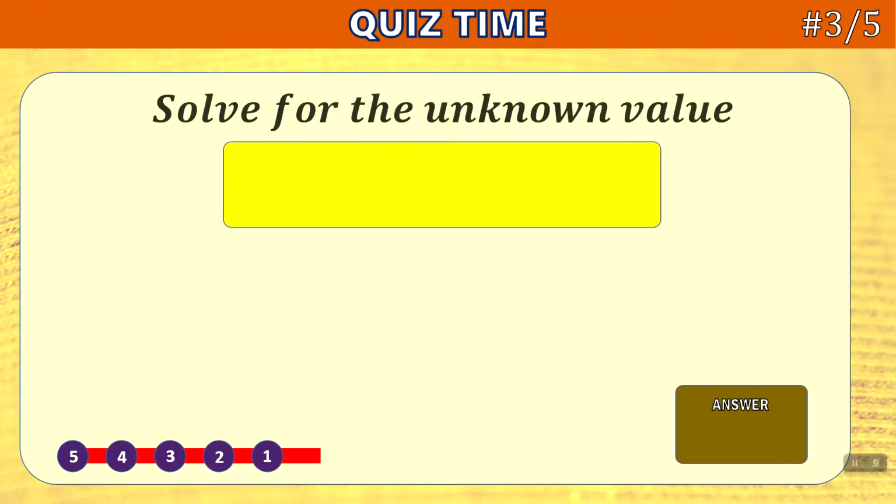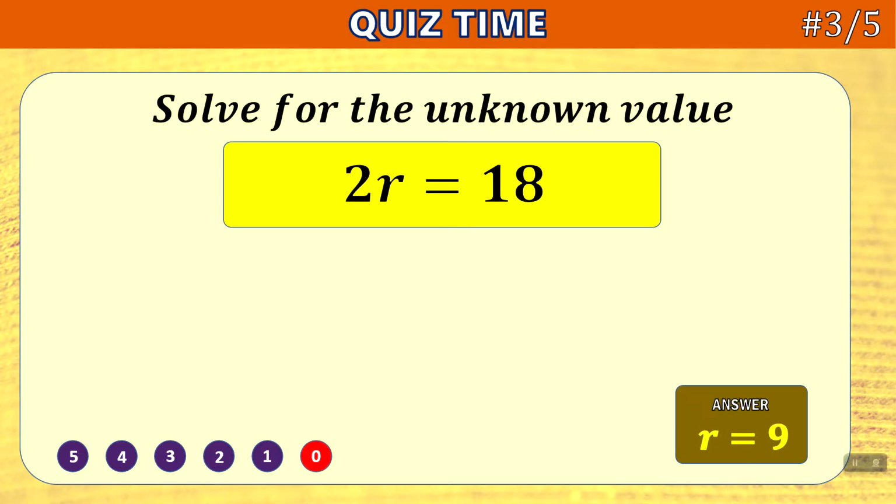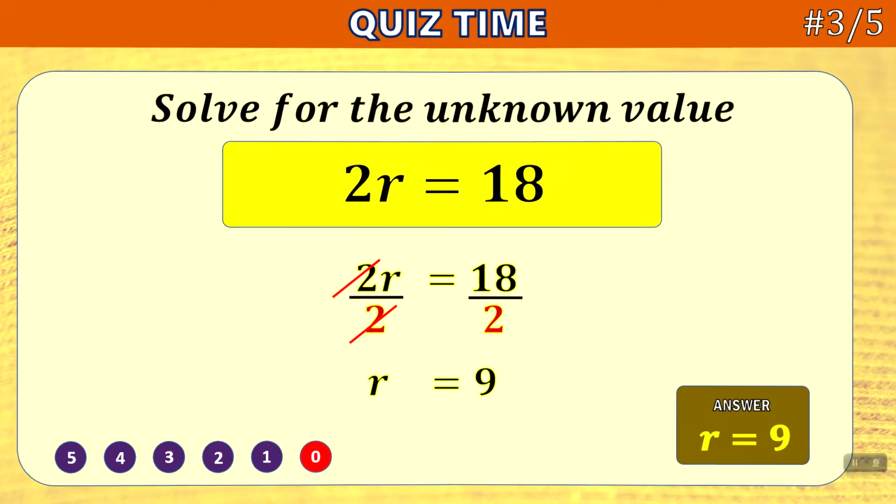Question 3. Solve for the value of the unknown. Time's up. The answer is r is equal to 9. If 2r equals 18, 2 is being multiplied by r, we have to divide both sides by 2. That cancels the 2 to leave us with r equals 18 divided by 2, which is 9.